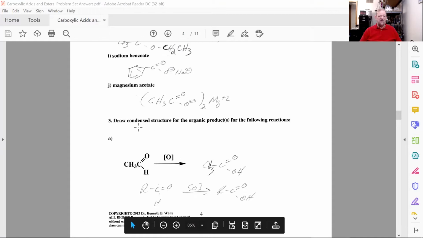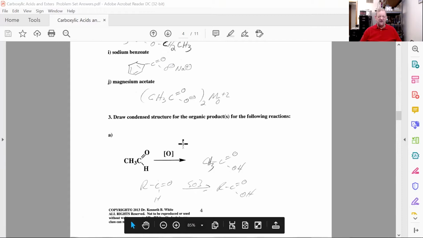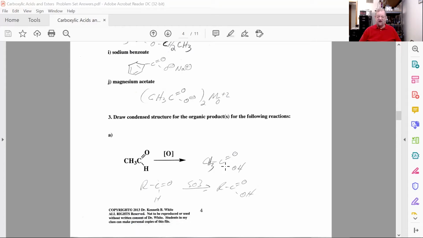All right, draw the condensed structure for the organic product or products for the following reaction. What do I have that's different? Carbonyl, hydrogen, carbon, aldehyde. O in a bracket means oxidizing agent, like potassium permanganate is one of them. And you replace the H with an OH, go from an aldehyde to carboxylic acid. The R group comes along for a ride, and that would be this reaction.